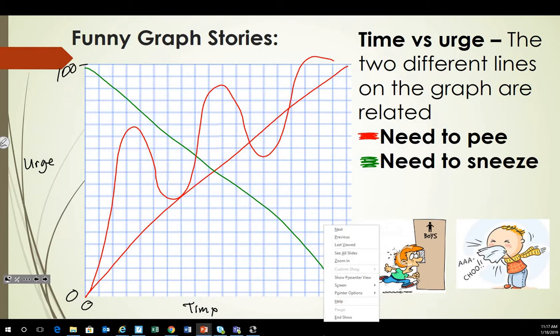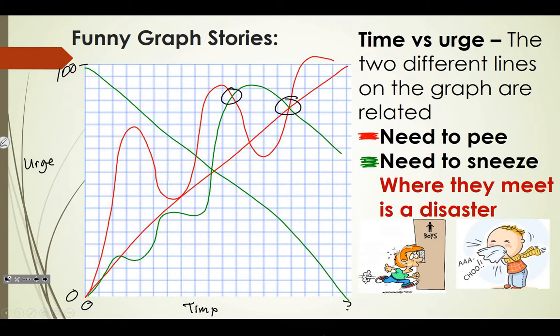Okay. Same thing with sneezing. Maybe I don't start with very much down here. I'm like, okay, I need to sneeze. No big deal. I need to sneeze. Oh, no, no. We get it. Ah, choo. I'm done. What happens when they intersect right here and right here? There's a little bit of a disaster. Okay, high need, high urge, and you sneeze, then we got a problem. So we have a problem here, and we have a problem here if we hadn't taken care of it.